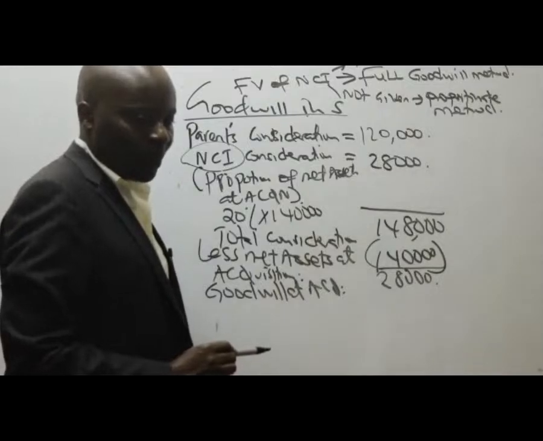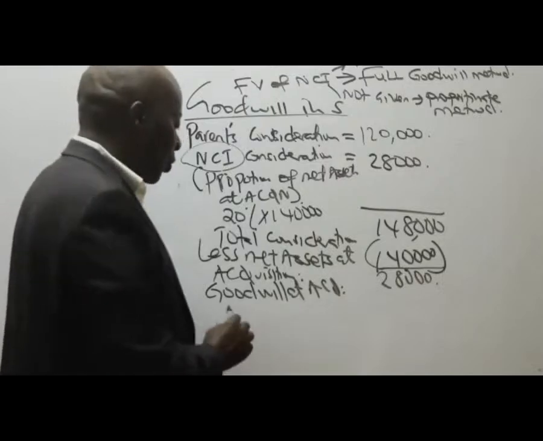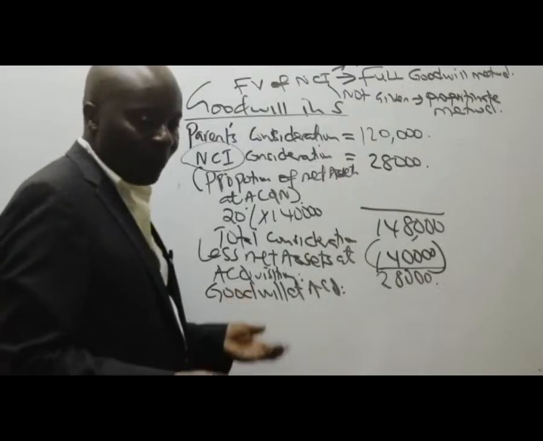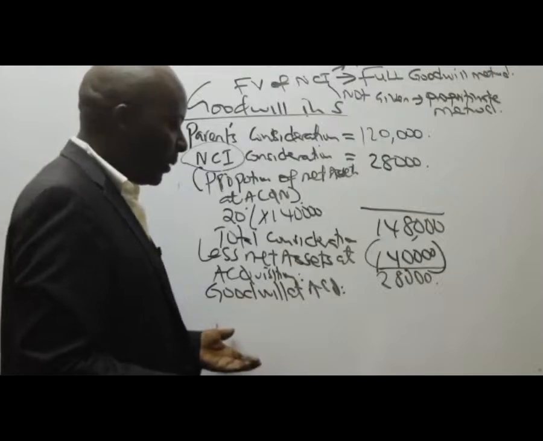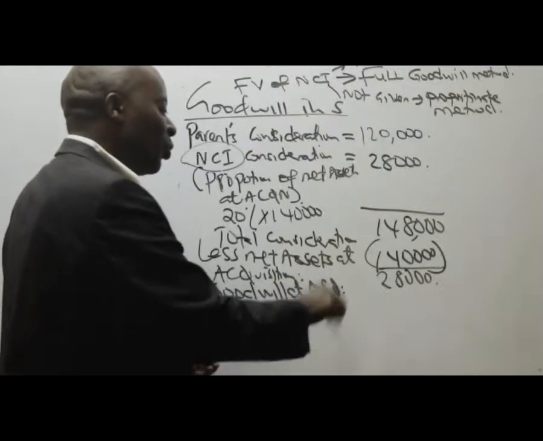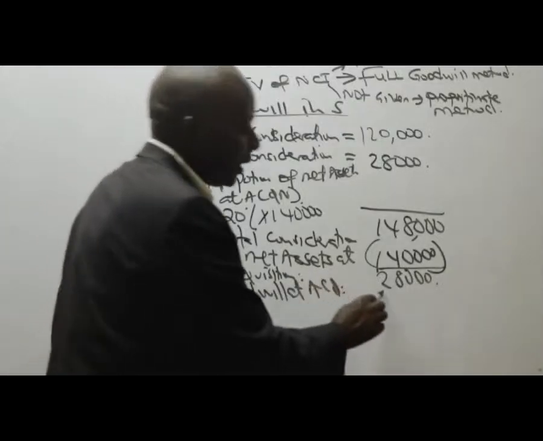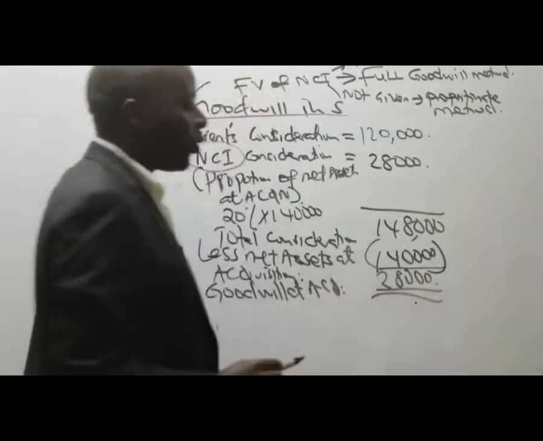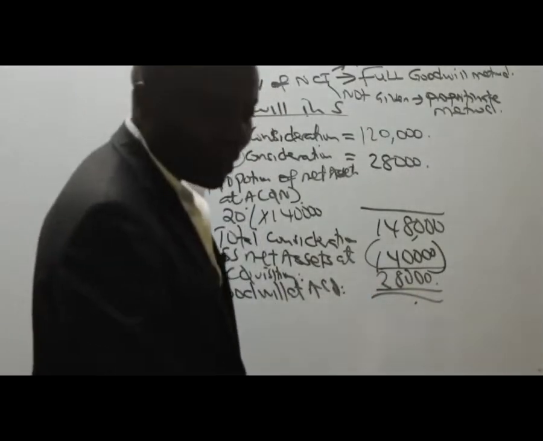Of 28,000. And then we have, of course, any impairment. There were no impairments. So this automatically also becomes the goodwill at reporting. So I can go ahead and double underline this.